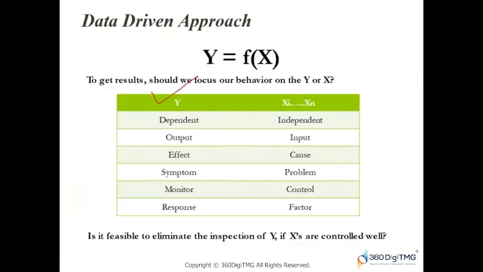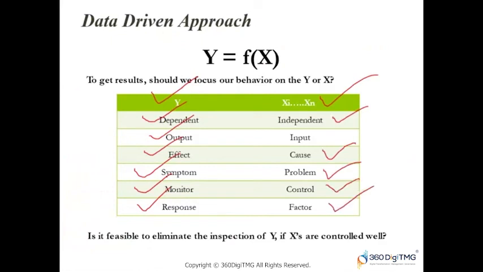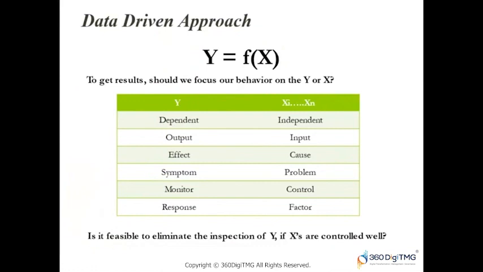Here are the various names for your output variable. It's also called dependent because it is dependent on your inputs. It's also called output, effect, symptom, monitor, or response variable. It's going to respond to the inputs. X, which is your input, is also called independent variable, cause, problem, control factor, and so on. You need to understand these different terminologies because different mathematical, statistical, or Six Sigma books use different terminology, so you need to be aware of all that.